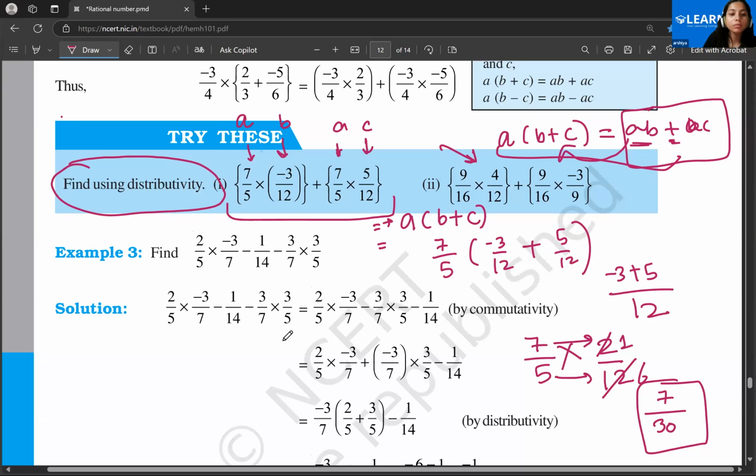Mom, even if we simplify 2 by 12, would we have the correct answer? Yes, because it's multiplication. Done, mom. Okay. Should I do the second one? Okay, give it a try.